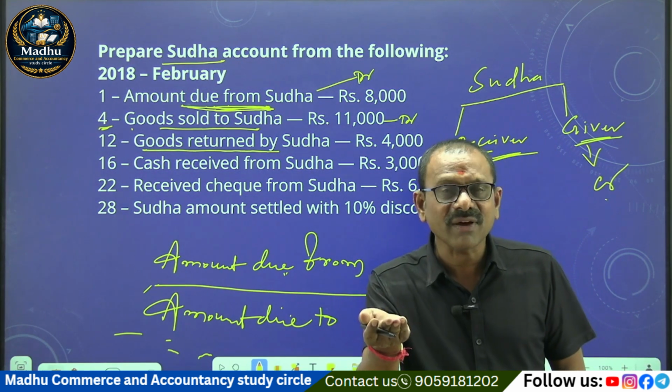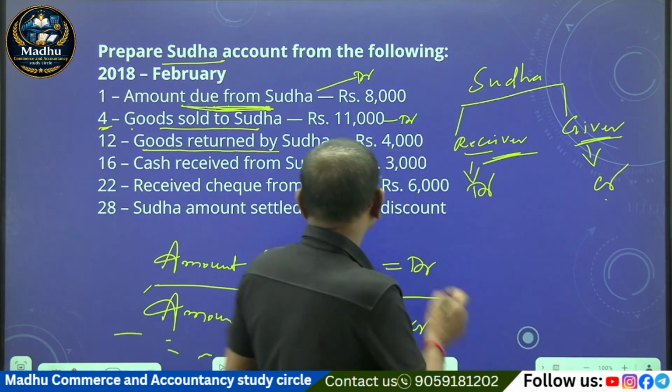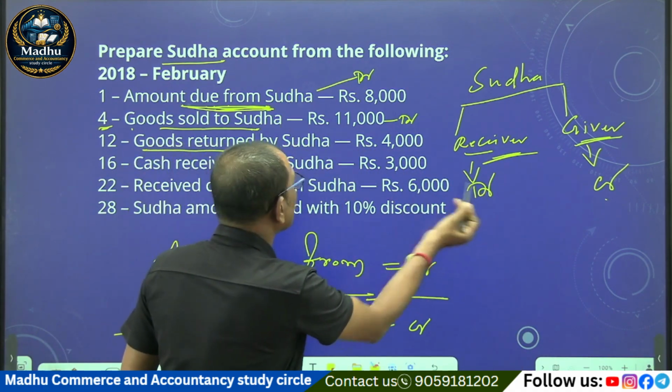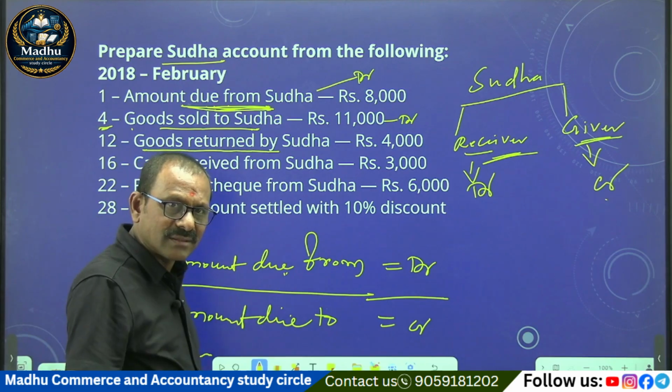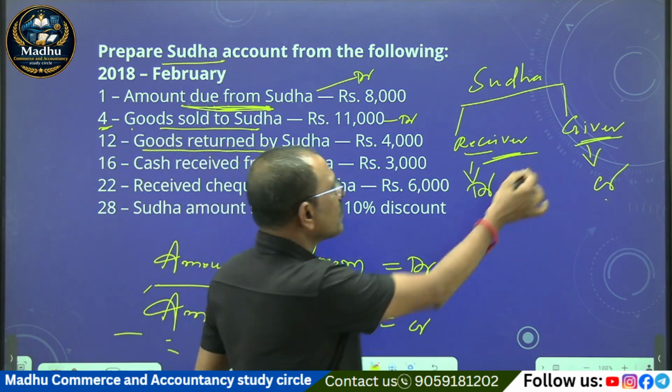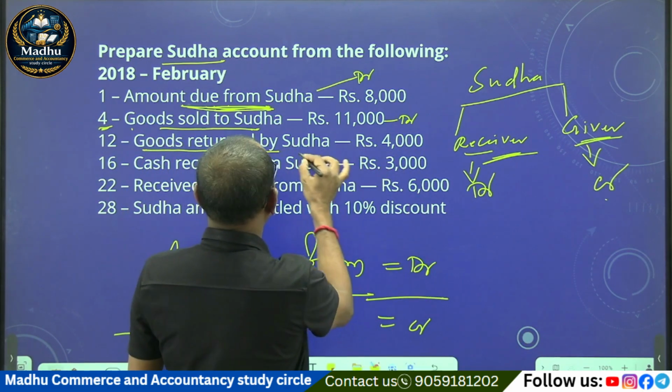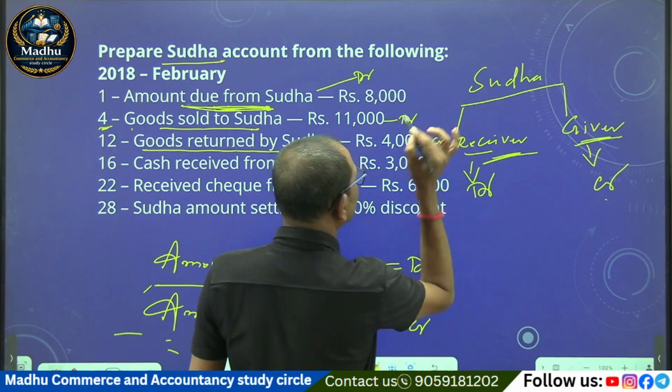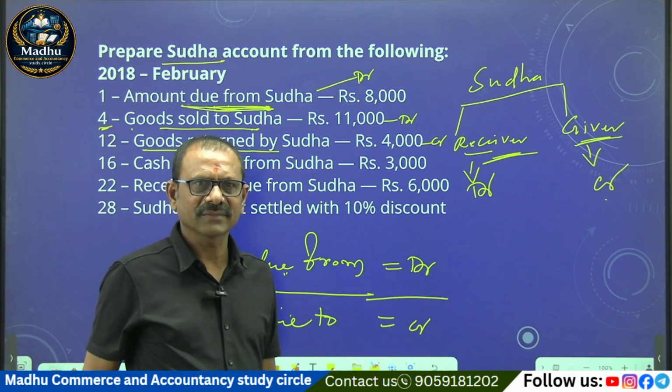Then she is the giver. So here we sold goods to Sudha. She is the receiver. When she returned goods to us, she is the giver. Giver means which side? Credit side. Simple. So then it is the credit. Okay.